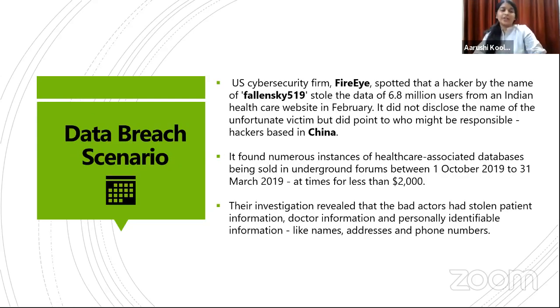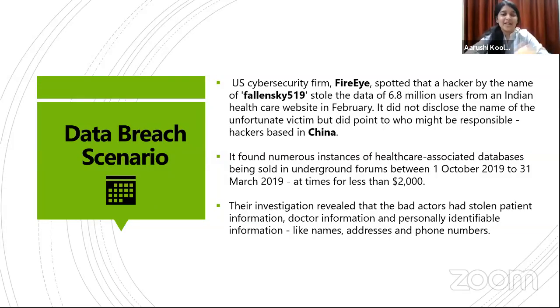We will be talking about a scenario, a data breach scenario. By this example, I will explain how important threat intelligence is for the security of a firm, right? So, a US cybersecurity firm, FireEye, a famous one, spotted that a hacker by the name Fallen Sky 519 stole the data of 6.8 million users from an Indian healthcare website. Not a tech firm, not a normal enterprise, a healthcare website, in February.